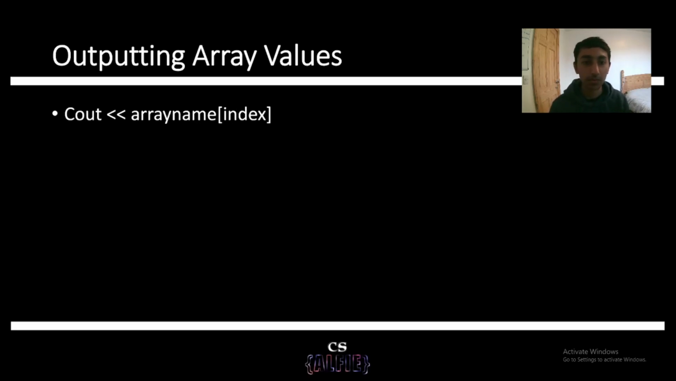Next we can look at how to output array values, and this is very simple. We just put cout as we usually do, and we put the array, and in square brackets we write the index or the position of the value.